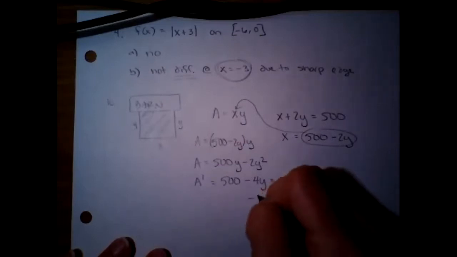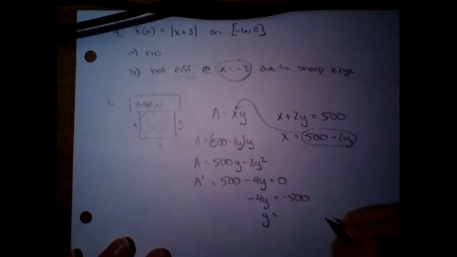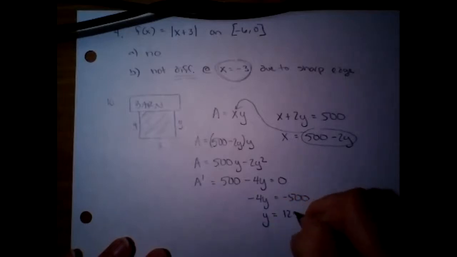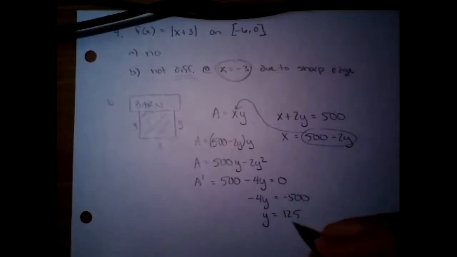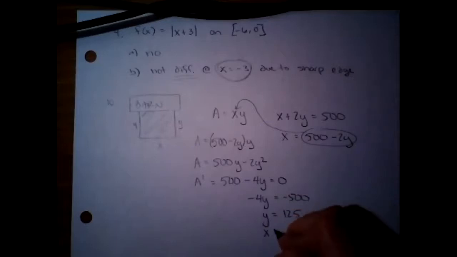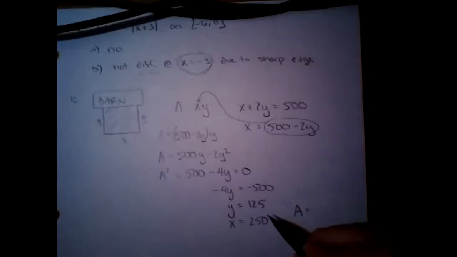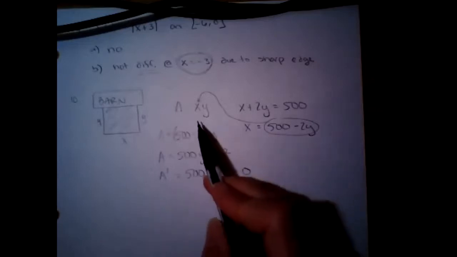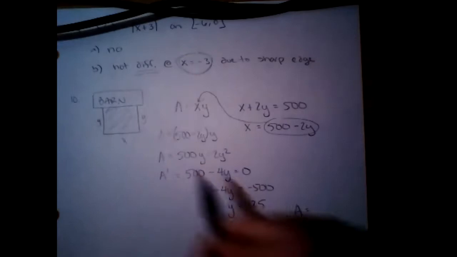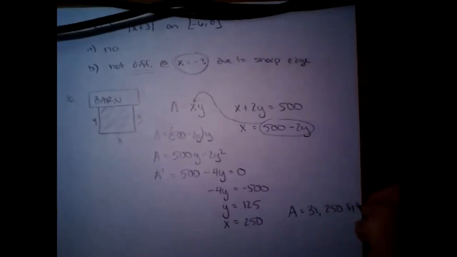And I'll subtract over the 500. Negatives are going to cancel, divide by 4, we're going to get 125. And so I'm going to plug that 125 back in for y right here. When you do that, you're going to get that x is 250. And for your area, you will multiply those together. Remember, it was x times y, length times width. And when you multiply those together, you are going to get 31,250. And the units are square feet since it was an area.